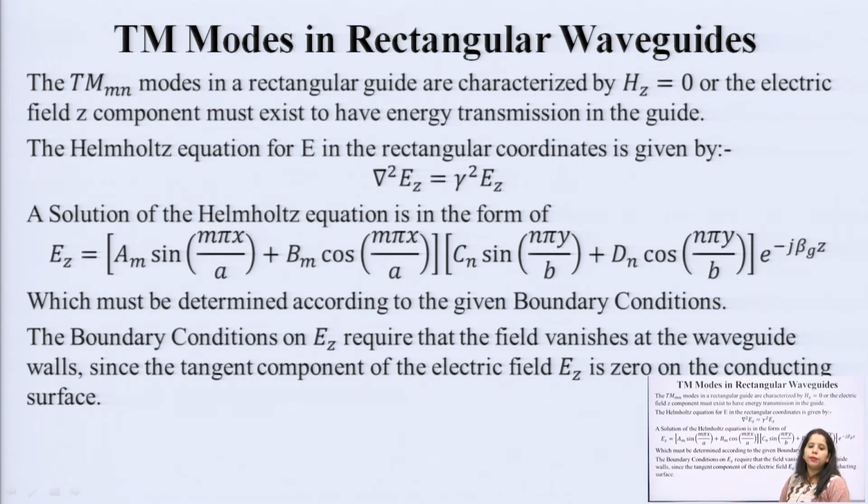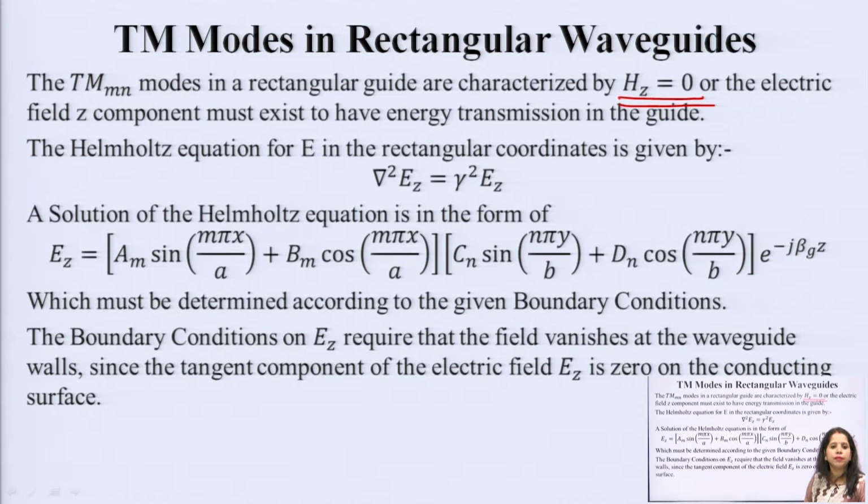Now, moving toward the TM mode in a rectangular waveguide. The steps will remain same as the TE mode in a rectangular waveguide. For the TM mode, the first step is that TM stands for transverse magnetic. Transverse magnetic means that in the direction in which our wave is propagating, our magnetic field component will be equal to 0. So, if we assume that our wave is propagating in the z direction, then the z component of the magnetic field, that is Hz, should be equal to 0.